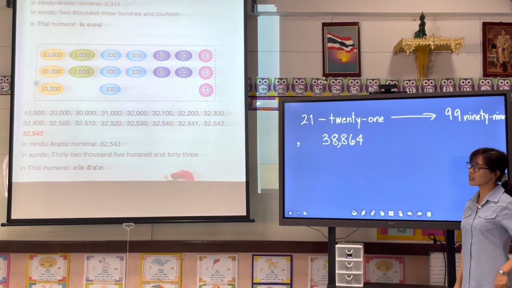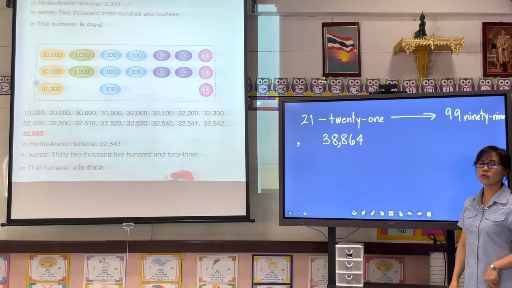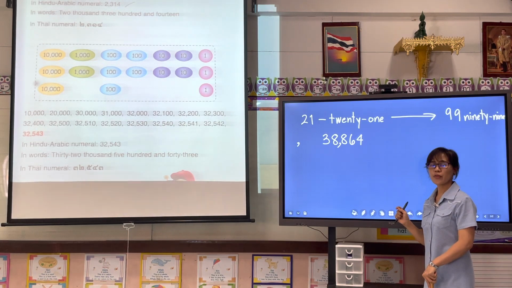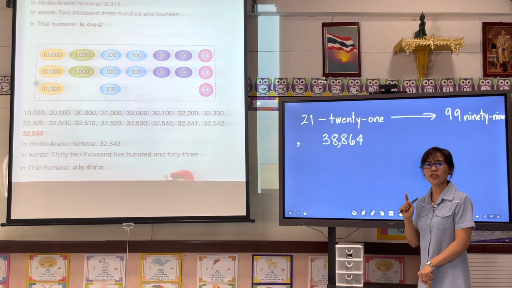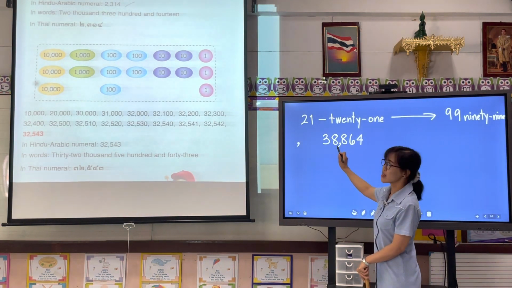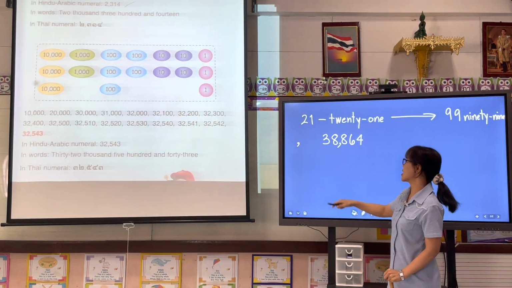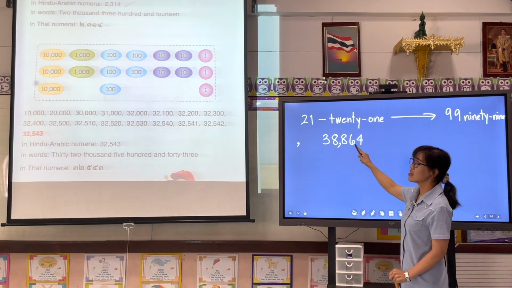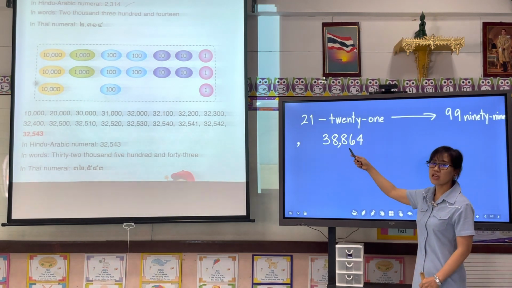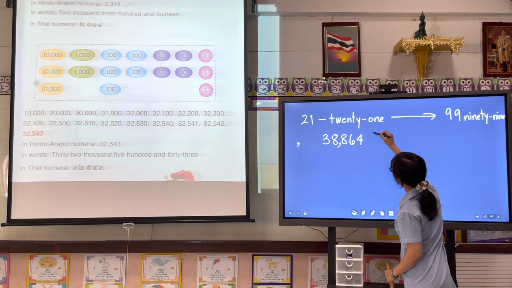We can say that this is now a number. So how do we read this number? By looking at the comma, it helps us to read huge numbers a little easier. So 38,864. How about writing this number in words, in English words? Make sure your spelling is correct.